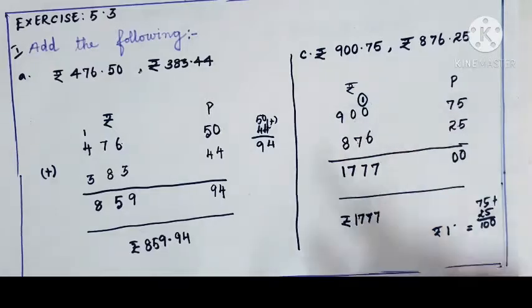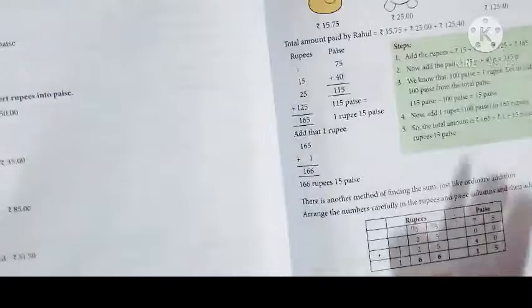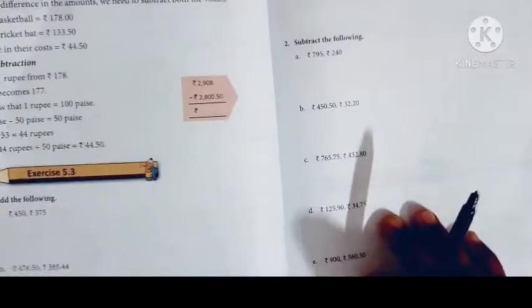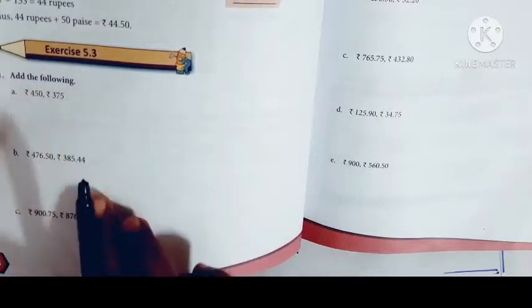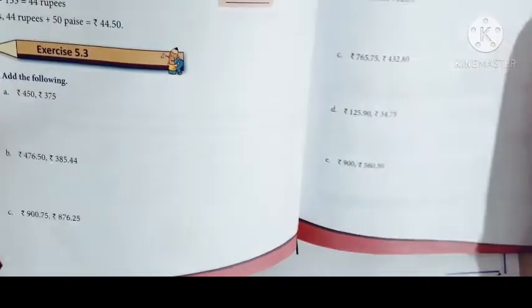Is it clear? So after this, you can complete all the exercise sums in the book itself. You have enough space, right? I hope you can see. You have enough space given here, so you can do that addition here itself, right? And take a snapshot and send it to me, right?